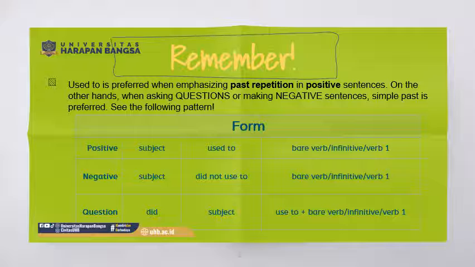What about the question? It's the same as the negative sentence. You always use did for negative and question. And that's why you do not use used to, but use to. Use without D. So the pattern will be did, subject, use to, followed by bare verb or infinitive or verb 1.